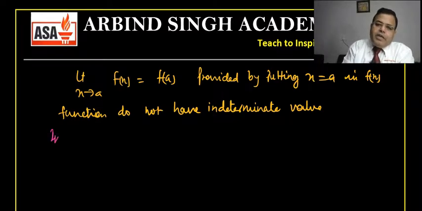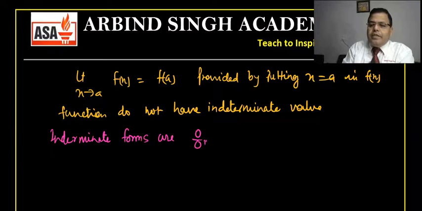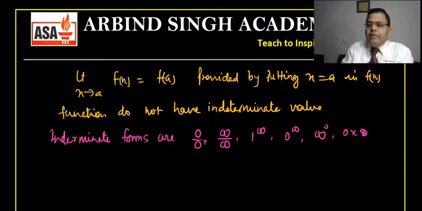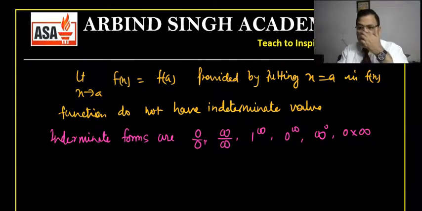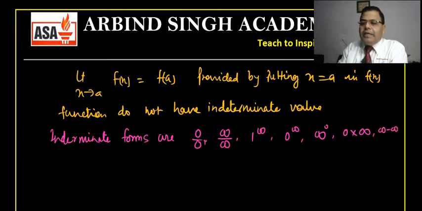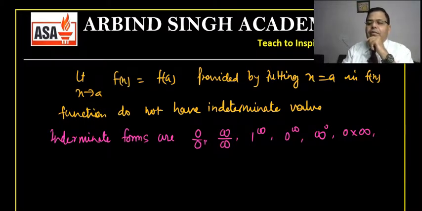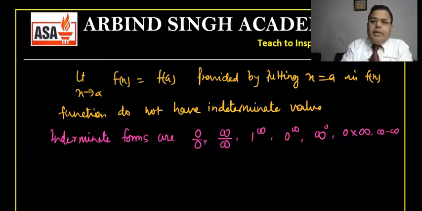Indeterminate forms are like 0 by 0, infinity by infinity, 1 to the power infinity, 0 to the power infinity, infinity to the power 0, 0 into infinity. And infinity minus infinity is also possible, that is not infinity. These are few indeterminate forms and we should avoid them, right? So these are 7 indeterminate forms.